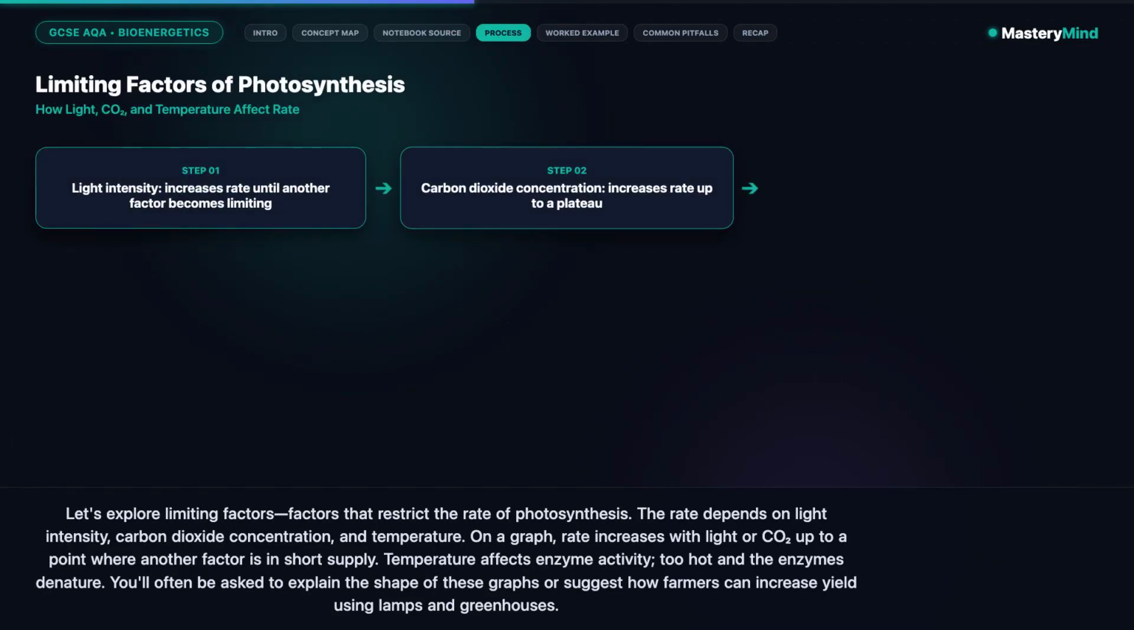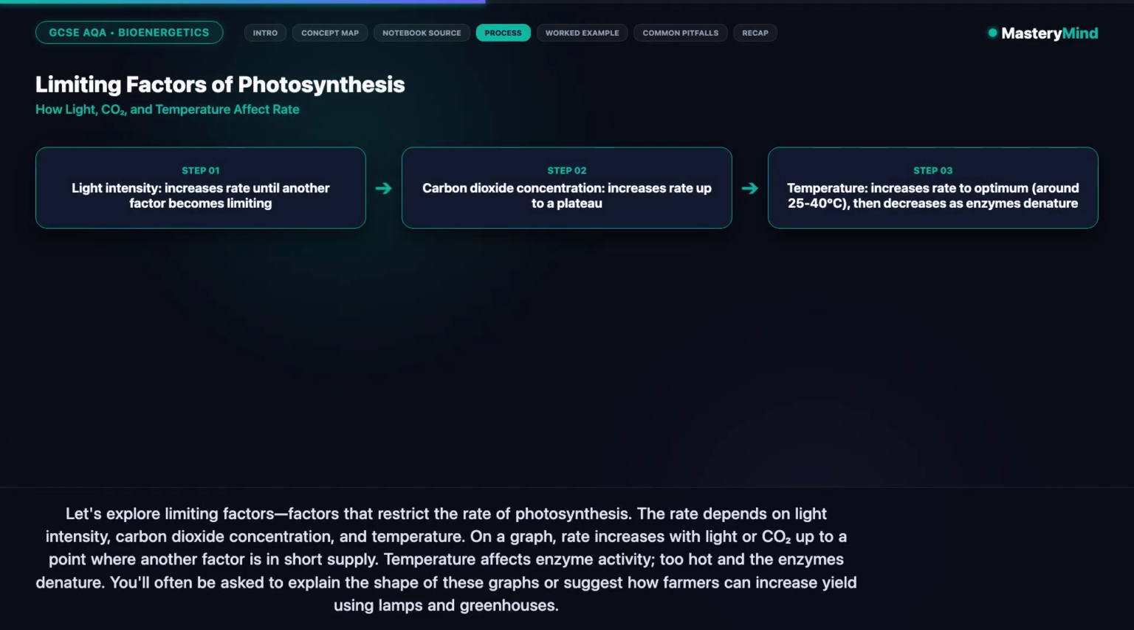Let's explore limiting factors, factors that restrict the rate of photosynthesis. The rate depends on light intensity, carbon dioxide concentration, and temperature. On a graph, rate increases with light or CO2 up to a point where another factor is in short supply. Temperature affects enzyme activity, too hot and the enzymes denature. You'll often be asked to explain the shape of these graphs or suggest how farmers can increase yield using lamps and greenhouses. Let's work through a typical 6-mark question.